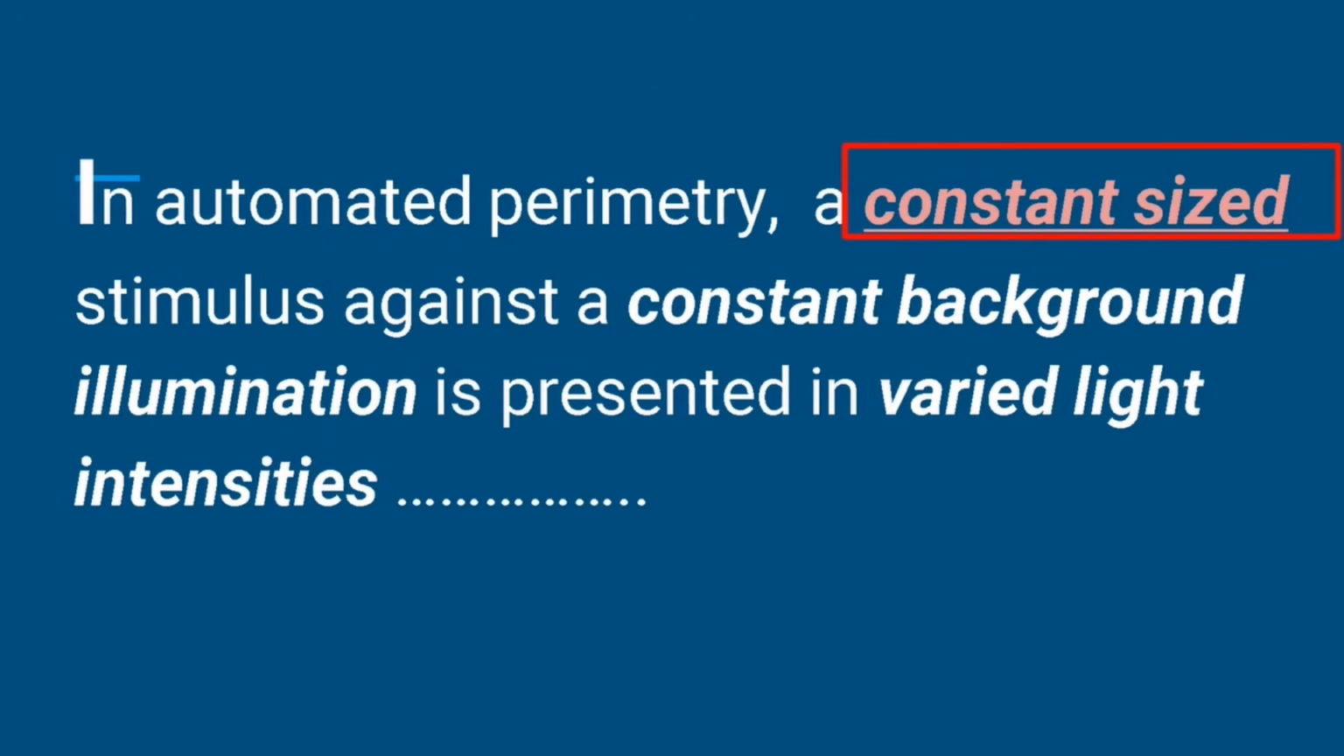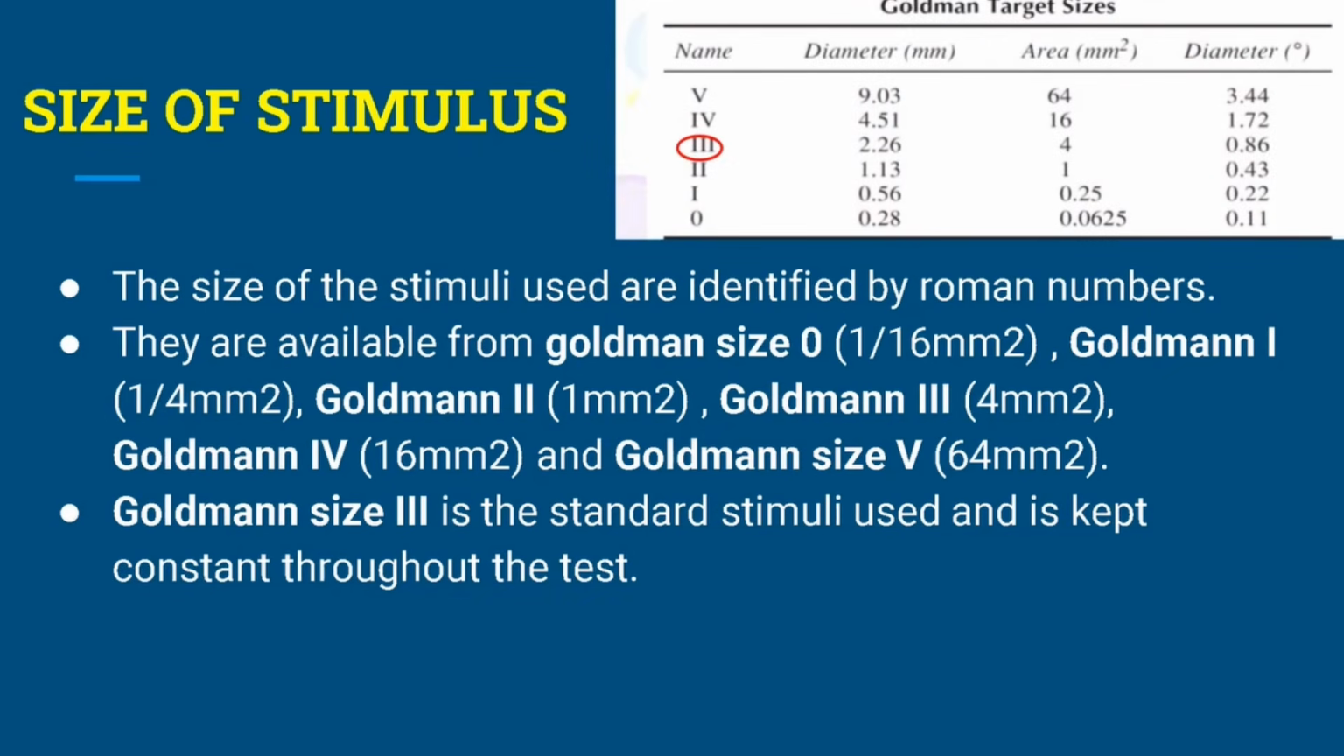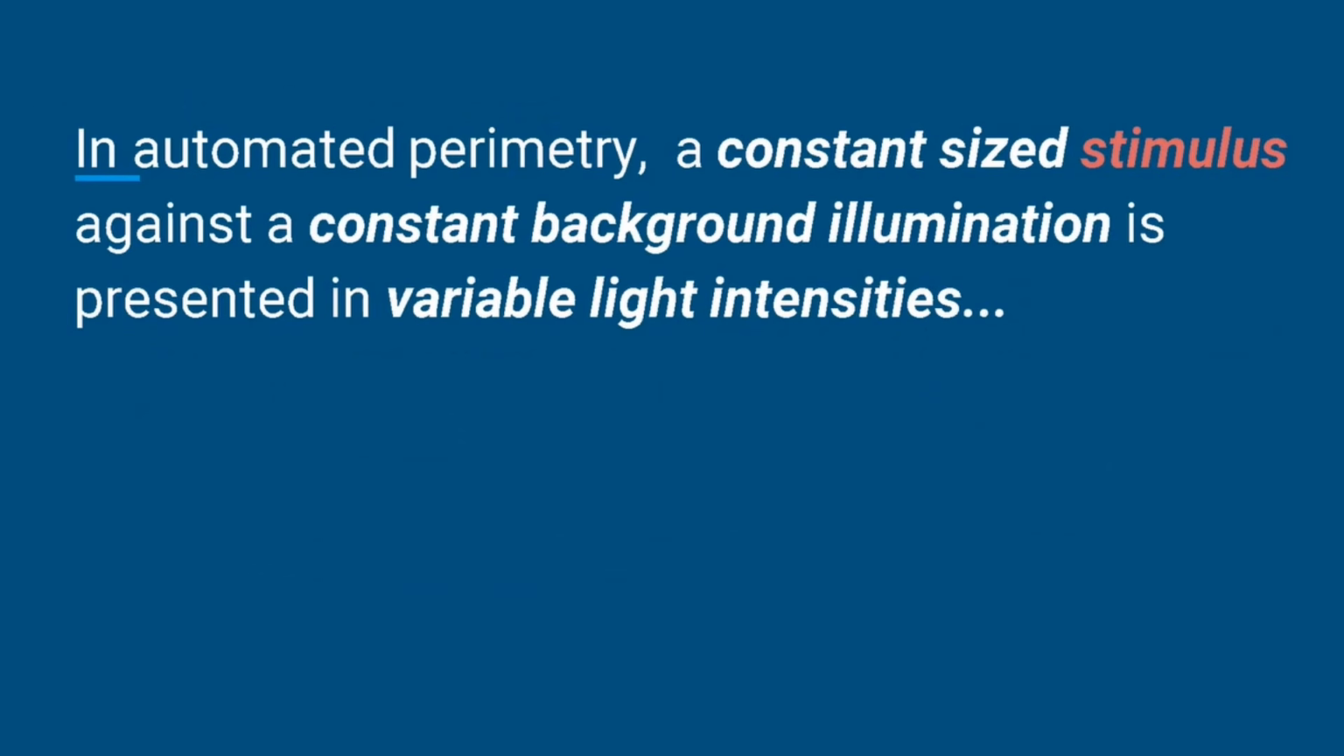What is this constant size stimulus? The size of the stimulus was given by Goldmann. There are 6 sizes: Goldmann size 0, 1, 2, 3, 4 and 5. Size 0 is 1/16 mm square and it goes up to 64 mm square. Size 3 is the standard. Size 5 is used in severe defects. Whether it is 3 or 4, it is going to be kept constant throughout the test.